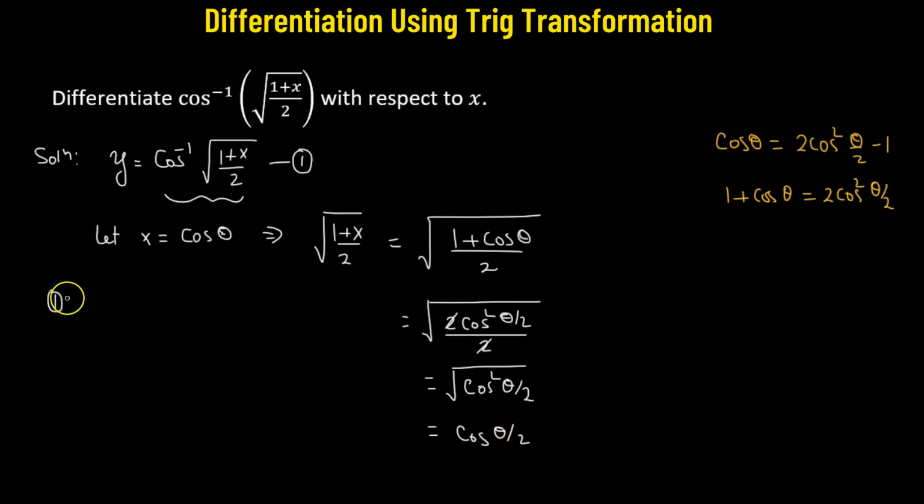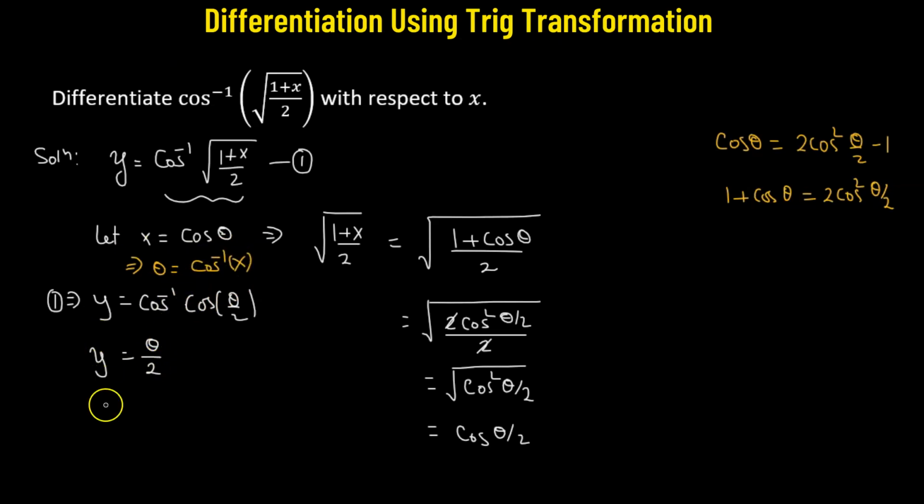So equation 1 now becomes y equals cosine inverse of cosine of theta over 2. So cosine inverse of cosine theta over 2 will simply be equal to theta over 2. Now we took x to be equal to cosine theta. That would mean that theta must be equal to cosine inverse of x. So we'll replace theta with cosine inverse of x. This will give y equal to half times cosine inverse of x. Now we have obtained a simplified form of equation number 1. So let's call it number 2.